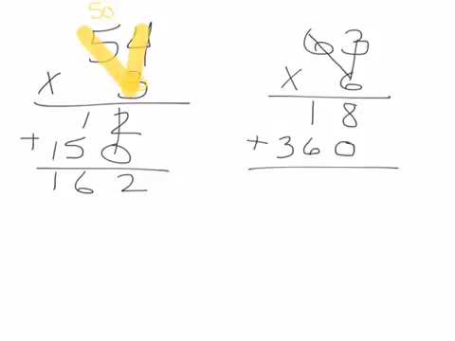Okay, let's do it together. 8 plus 0 is? 8. 1 plus 6 is? 7. 3 plus nothing? 3. Our answer is? 378. Good.